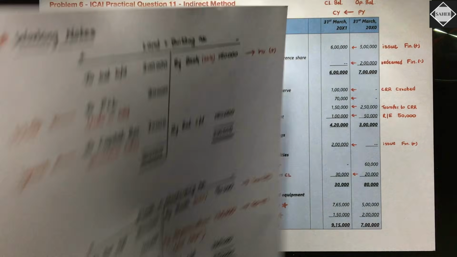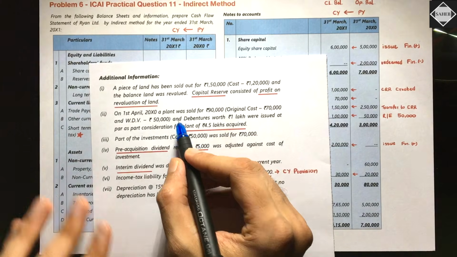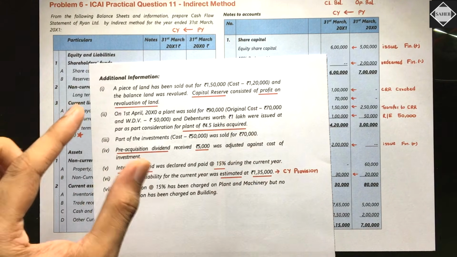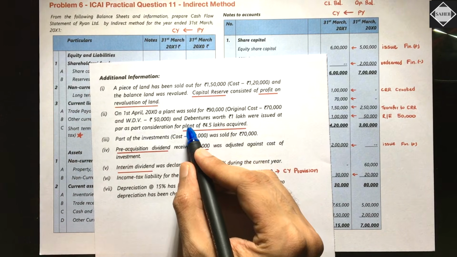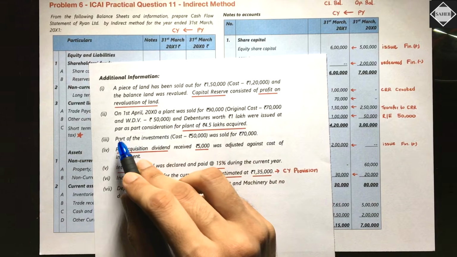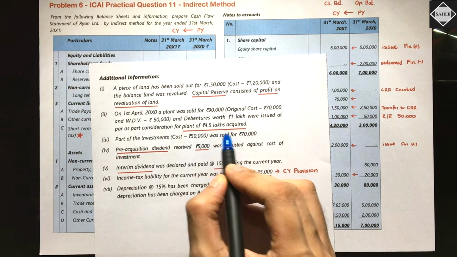And then what happened in the question? See, you are done with the first adjustment. Then they are saying, the first part is over of the second adjustment. That was sale of plant. Then they are saying something else. See, debentures worth 1 lakh were issued at par as part consideration for plant of 4.5 lakhs acquired.